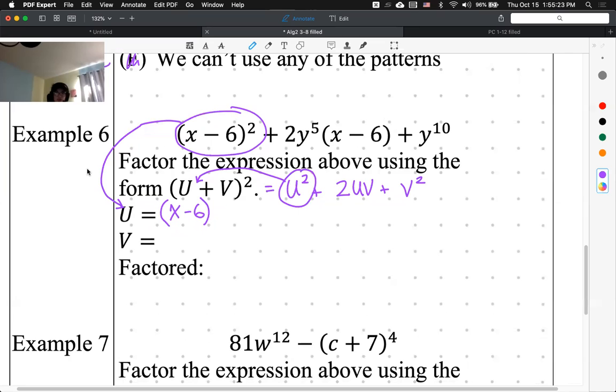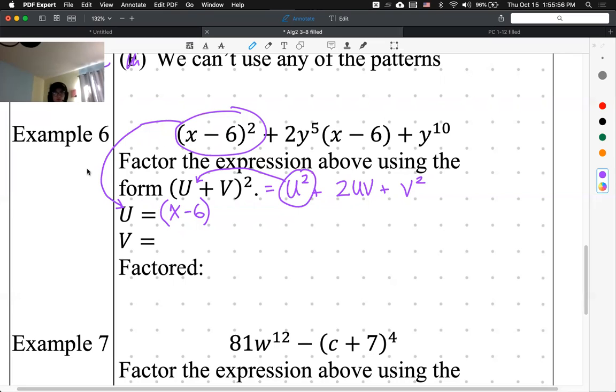V. What is my value of V? I want to see at least 5 hands, and then I'll call on someone. 1 hand, 2 hands. Wait for 3 more. Wait for 3 more hands before I call on someone. What is the value of V? Remember that Wyatt, from x minus 6 squared to get to his u, he took the square root of this term. What are you going to do with the rest of this to try to get the value of V?